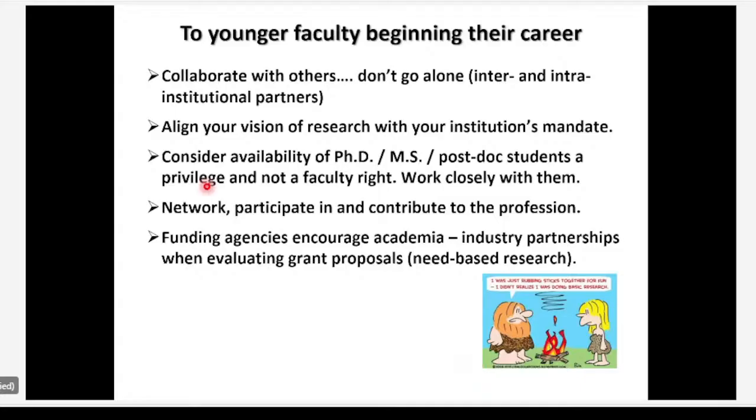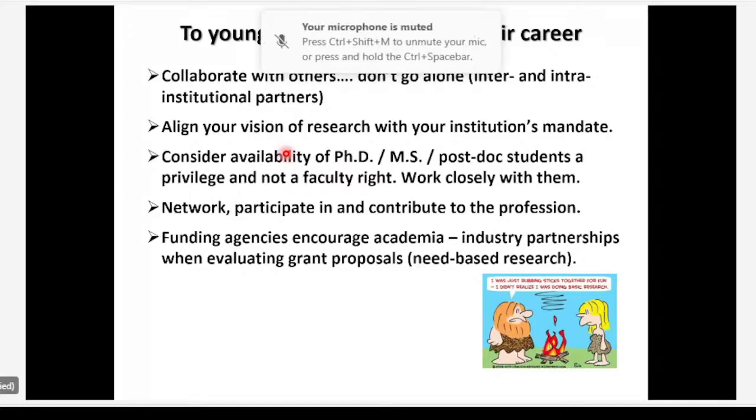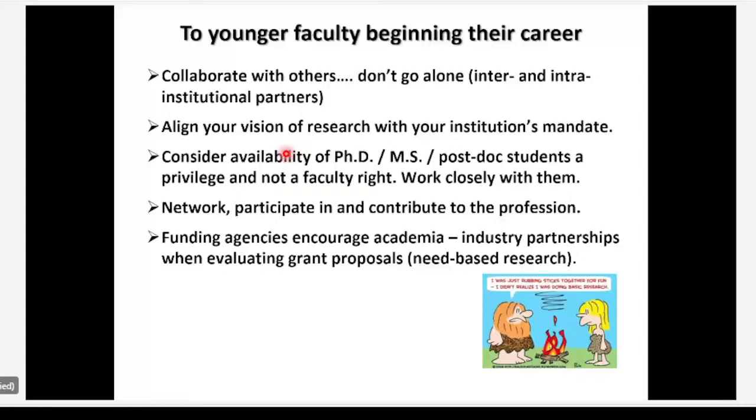The second point is that you must make sure to align your vision of research with the requirements or mandate of your institute. If there is a disconnect between what the institution wants in your research versus what you want, then you will never be very productive. So align your research vision with the vision of your institute. And that is usually not a problem, because when a university or institute hires you, they know your background. So when they hire you, the expectation is that you will build up research in your area of expertise. So that is another thing to look at.